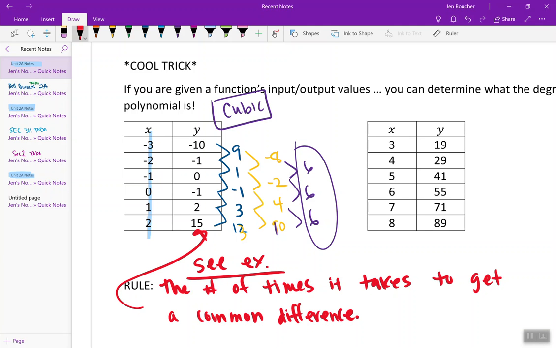My first year I taught this subject, I was like, well, it's cool, which is why I called it a cool trick, but that's kind of silly. I don't know if you'll ever use it again, so I didn't teach it. I was like, that's kind of stupid. I don't care about that.